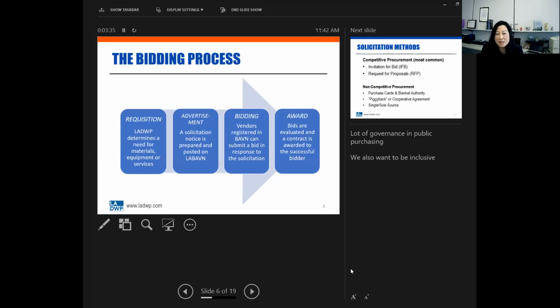So our bidding process, just like any other bidding process with the city, this is the basic overview of how it works. Someone inside the department decides they need something. Say we need to get paper pads or pencils. They determine the need for the materials, equipment, or service, whatever it is. They submit a requisition. Our procurement department puts out a bid, that's the advertisement, and a notice is prepared, and we're soliciting people to submit their bids. And then bids come in from vendors who register.